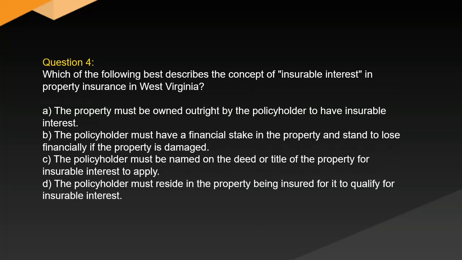Question 4. Which of the following best describes the concept of insurable interest in property insurance in West Virginia? A. The property must be owned outright by the policyholder to have insurable interest. B. The policyholder must have a financial stake in the property and stand to lose financially if the property is damaged. C. The policyholder must be named on the deed or title of the property for insurable interest to apply. D. The policyholder must reside in the property being insured for it to qualify for insurable interest.